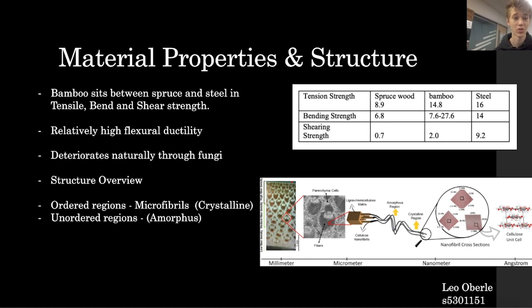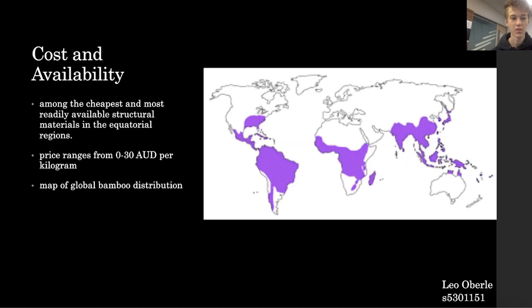Here's an overview of its structure. You can see this diagram shows the structure from the millimeter down to the unit cell. Note in particular the difference between the ordered regions of microfibrils, which are crystalline, and the unordered amorphous regions. Cost and availability.